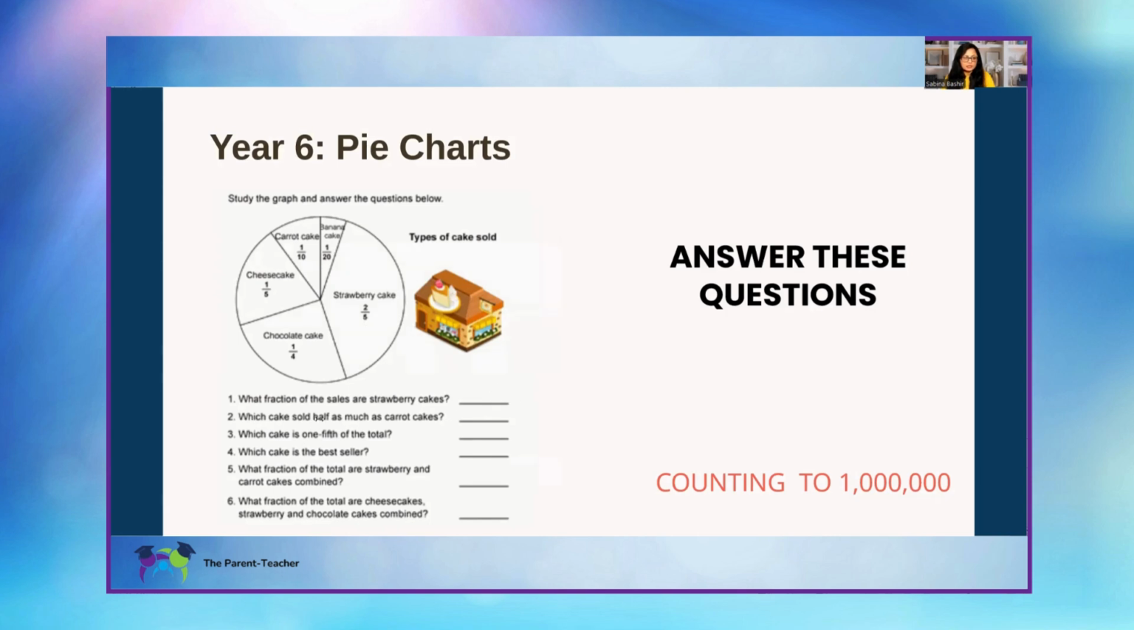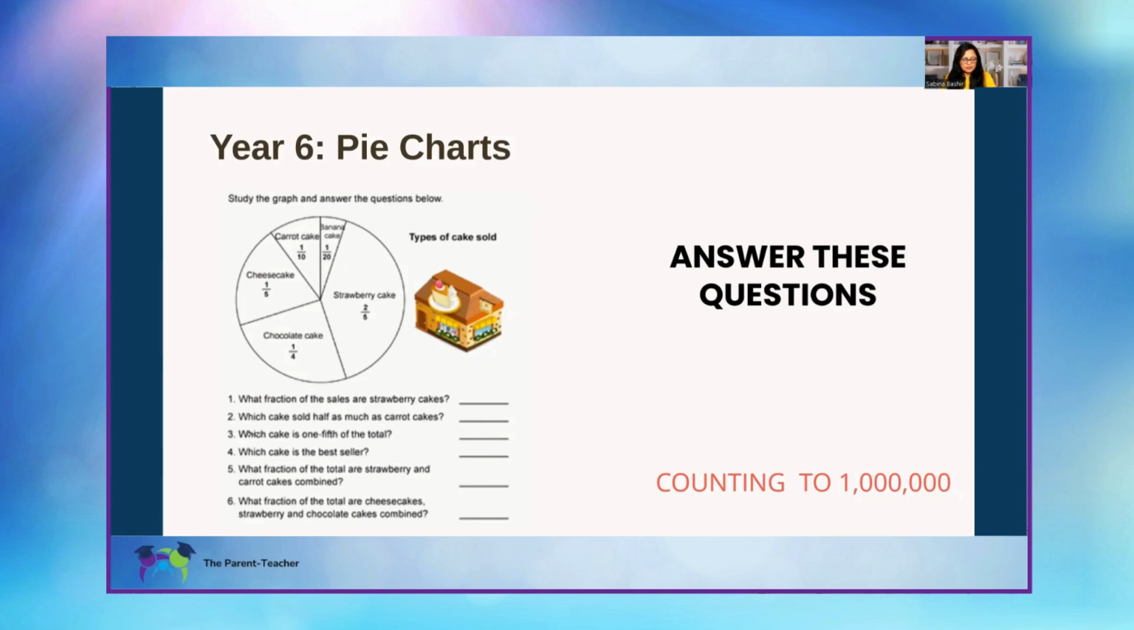Which cake sold half as much as carrot cakes? So half as much. So we need to look at carrot cakes. So there's 1/10 of carrot cakes were sold. A half of a 10th is a 20th. So a banana cake, there's half as many banana cakes sold as carrot cakes. So that would go there. So children would need to understand that by halving a fraction, you actually double the denominator.